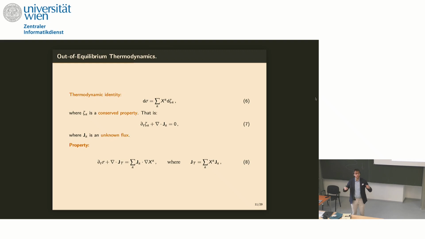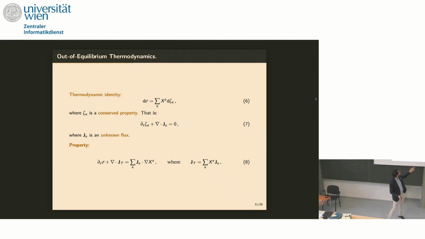So for example, if you have a gradient of density, you will introduce a flux of matter. If you have a gradient of temperature, you will introduce a flux of energy. If you have a gradient of electric potential, you will introduce a flux of charge, or electric current. So this is just the usual physical way to describe the thermodynamic evolution of a system which is not uniformly at equilibrium.